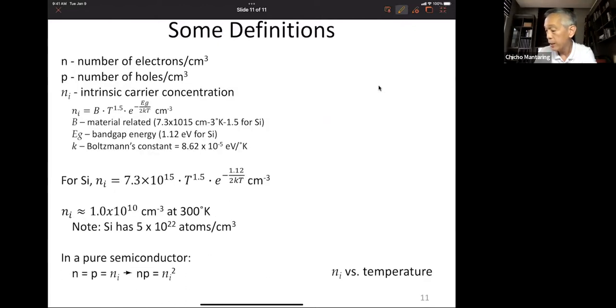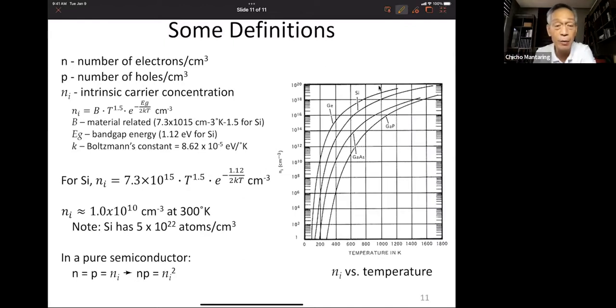Yeah. This is my last slide. No, this is the last slide that I want to show now. So let's say we have a solid. N is the number of electrons per cubic centimeter, and P is the number of holes per cubic centimeter. Ni is called the intrinsic carrier concentration. That is the number of charge carriers per cubic centimeter. And there's a formula.